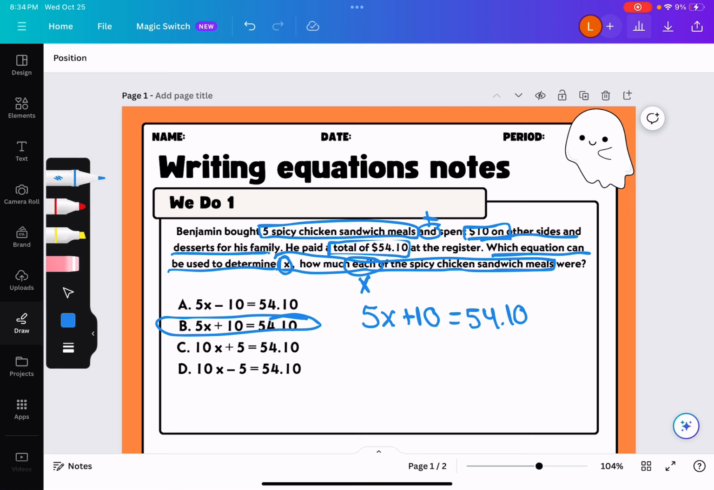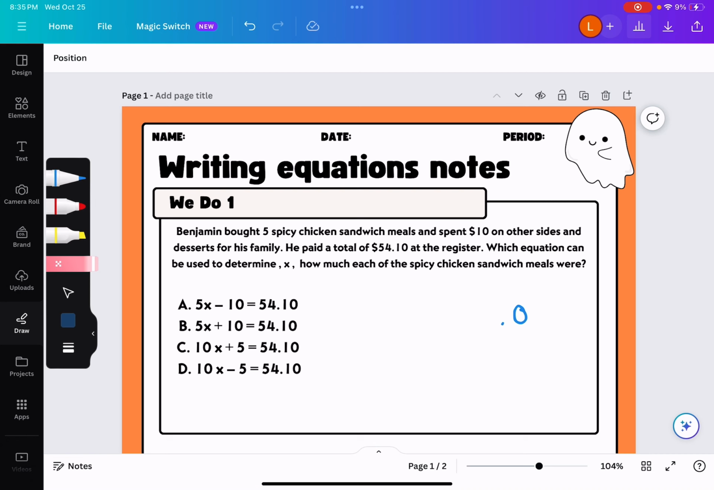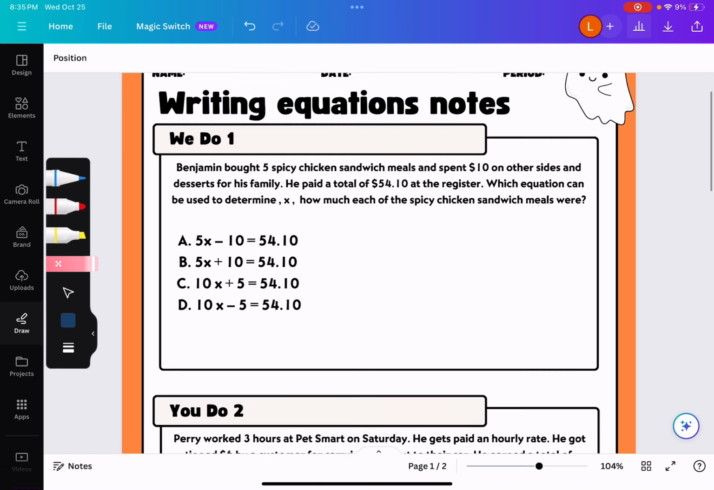Okay. And we know that X does not go with the 10 because here it says each of the spicy chicken sandwich meals. So, and we know that we bought 5 spicy chicken sandwich meals. Okay. All right. So that is your first we do. Sorry. Hopefully you got all that. If you didn't, rewind it a little bit and pause it so you can copy all that.